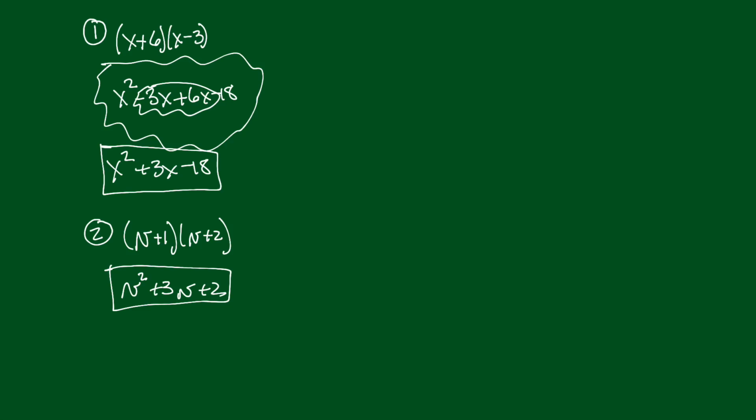So it goes like this. First times first is v squared. Then take the outer product, combine the inner product. So 2v plus v is 3v, and then plus 2.